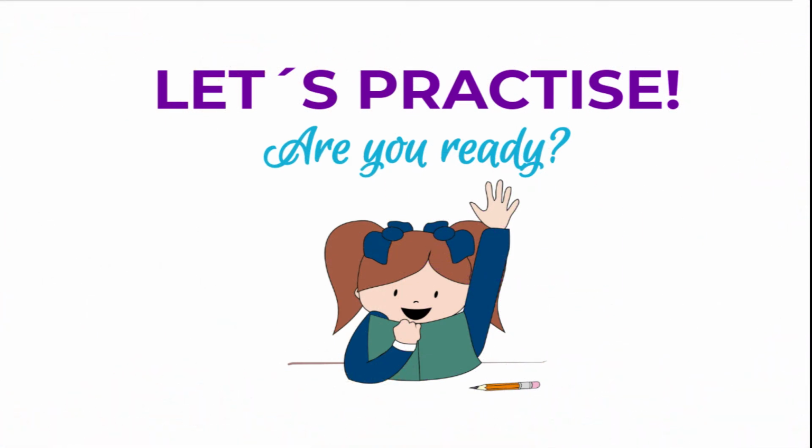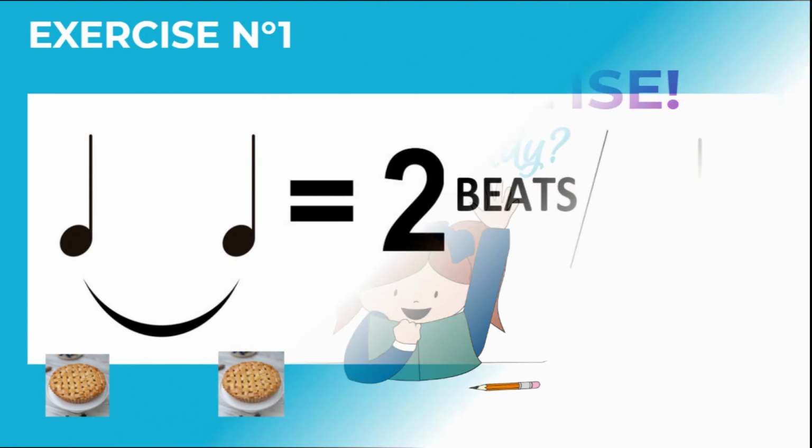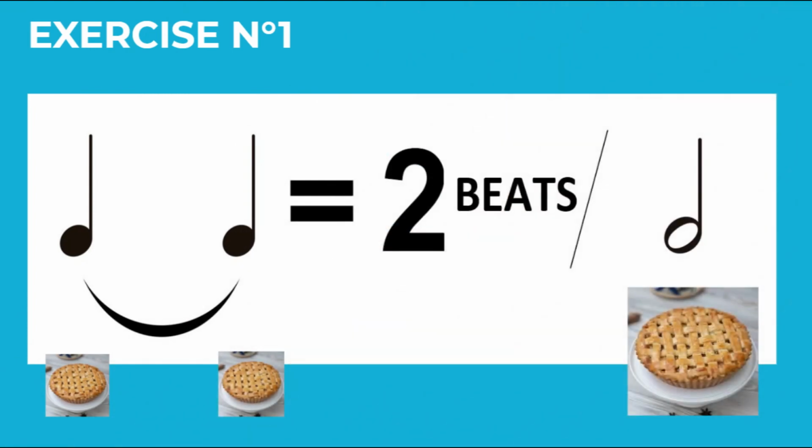Let's practice. Are you ready? Exercise number 1. Here we have 2 crotchets joined by a tie. Each one values 1 beat. So, in total, it values 2 beats, or the same as the value of a minim.